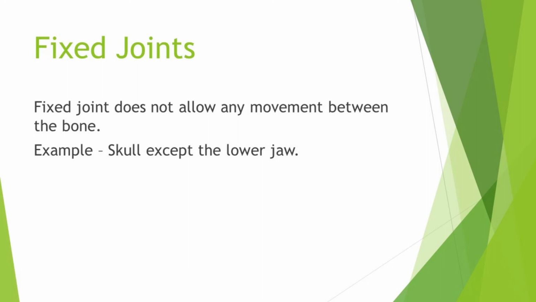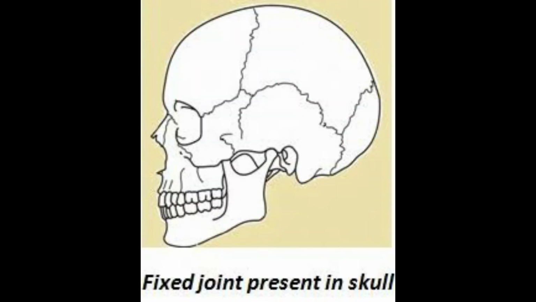Example, the skull. In the skull you can see the lower jaw is moving. So, except for the lower jaw, the whole skull is made of immovable joints. We do not move our skull anywhere; only the lower jaw of the skull is movable. So this is about joints.